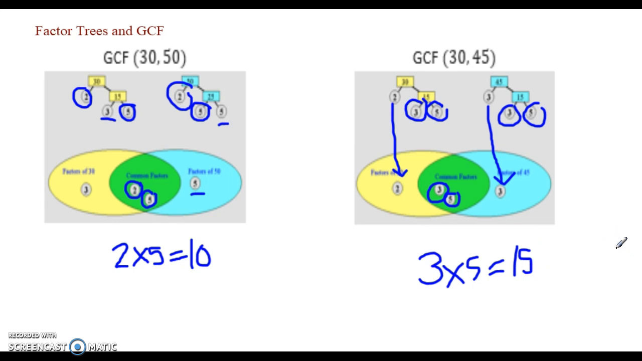So there's two different ways you can find the GCF. You can either use your factor tree to help you with the Venn diagram, or you can use lists. Lists are easy when you have smaller numbers, and using this Venn diagram is great when you have two larger numbers.